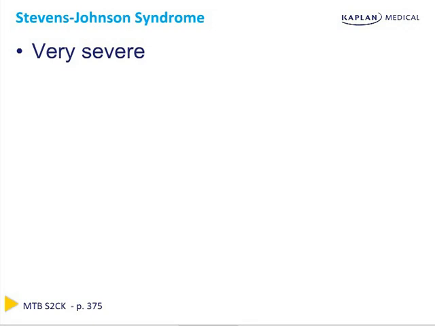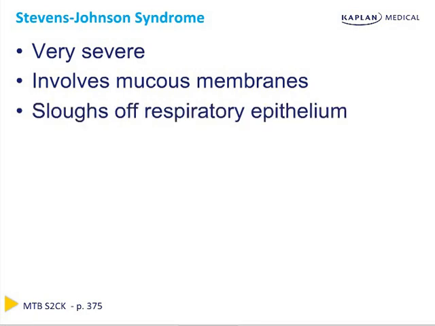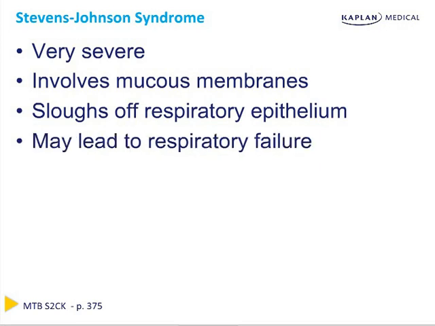Stevens-Johnson syndrome is very severe. Stevens-Johnson means that you have 10 and 15, 20% of your skin involved. Wow, it's enormous. And it involves mucous membranes, and that's why it sloughs off that respiratory epithelium. And I have seen patients who got sulfa drugs and got phenytoin, and they ended up on a ventilator because they can't breathe. If it sloughs off the respiratory epithelium, you just can't breathe.